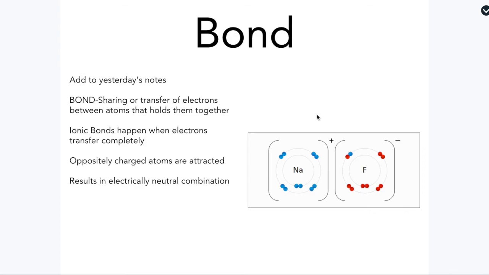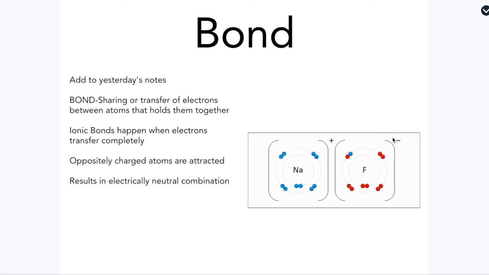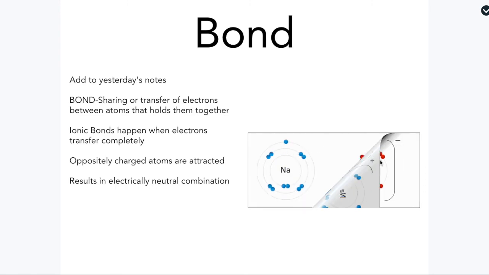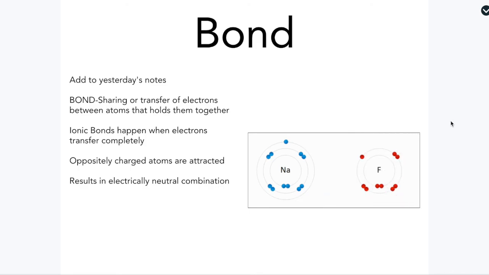And at that point, you have two atoms forming ions. So in this case, we have sodium giving up its electron, becoming positively charged. Fluorine gains an electron and becomes negatively charged. It becomes a cation and an anion. And we know that opposites attract. That is one of the principles of electricity. So when you have a positively charged ion and a negatively charged ion, they are going to be attracted to each other. And this is what a bond is.